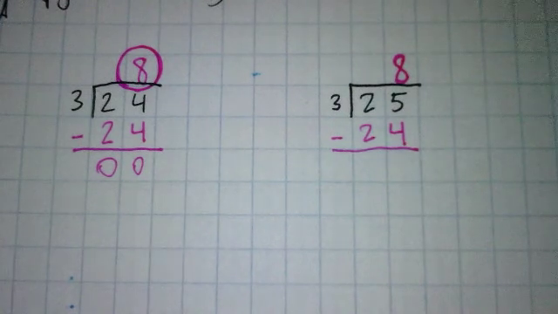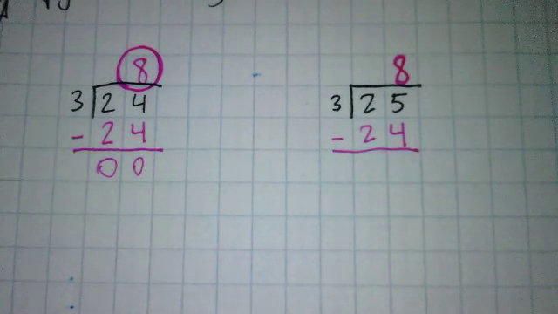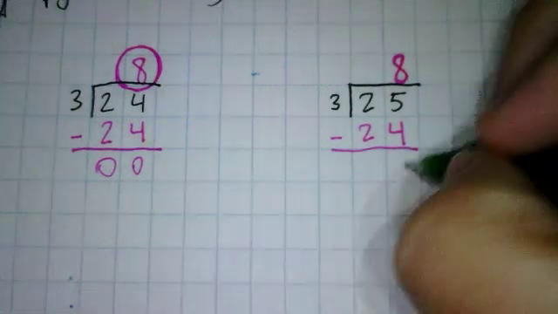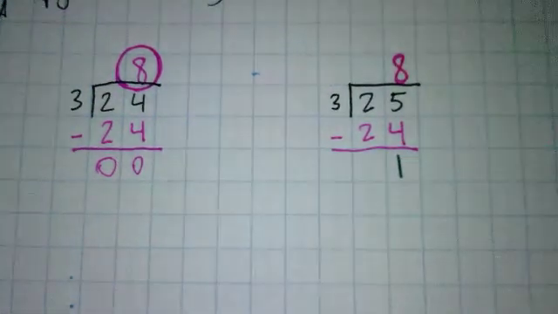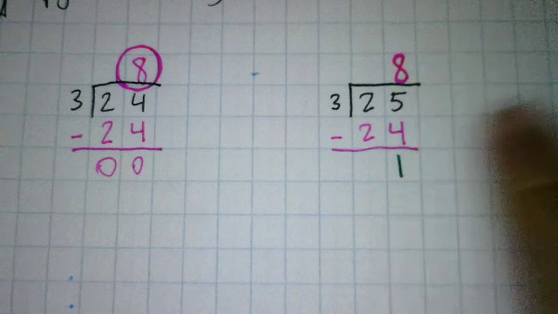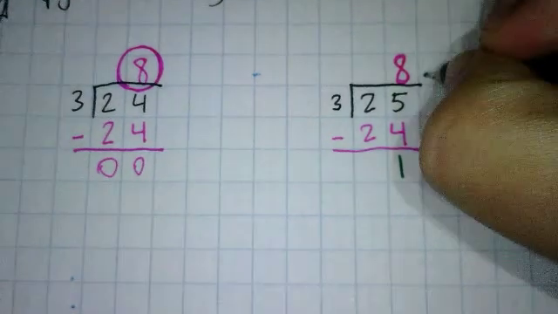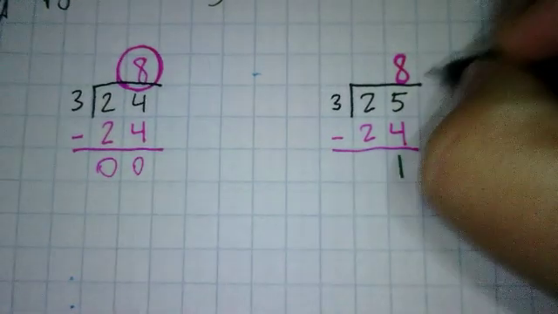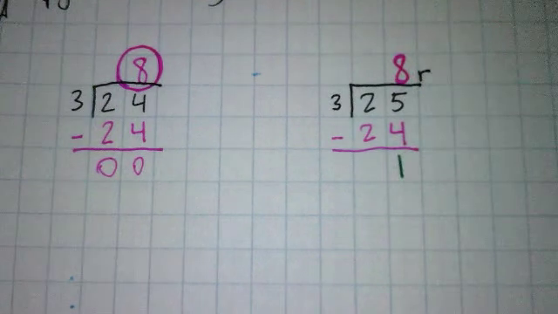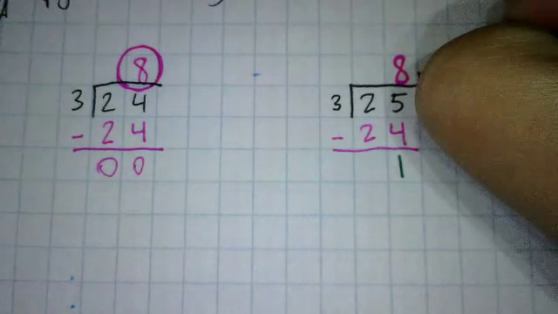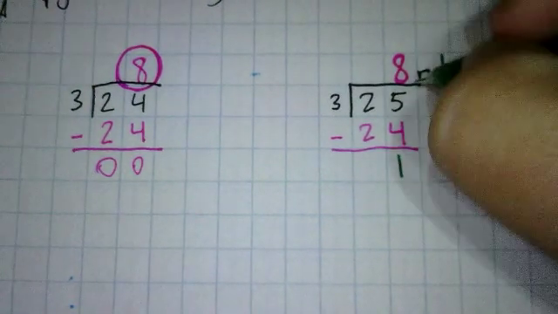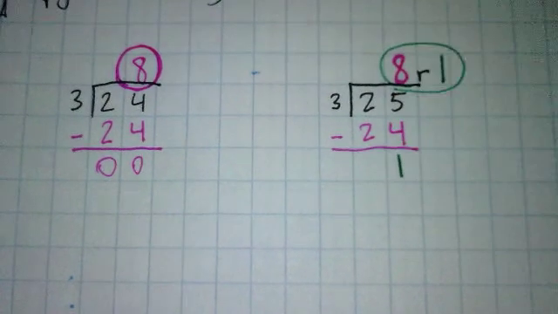No. What is 25 minus 24? 1. Henry? 1. Do I have anything else to divide by over here? Do I have any other? No, I'm done. Okay? So this 1 is what we call a remainder, and we write it as a lowercase r and then our 1.